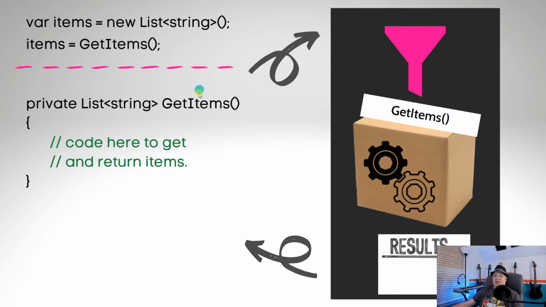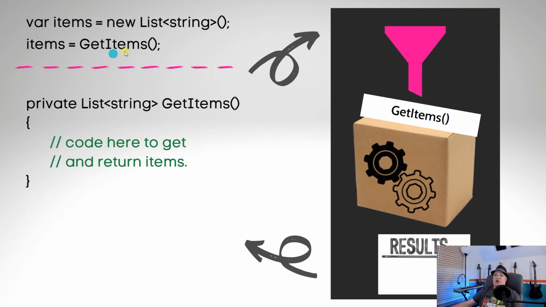To call this method, we just call getItems. Remember that getItems is going to return a list of string. The resulting list of string from getItems will get stored in this items variable. So I've defined the variable on the line above it, var items equals new List of string. We use the open and close parens with the new keyword to create an object type. We'll go more into objects in future episodes.